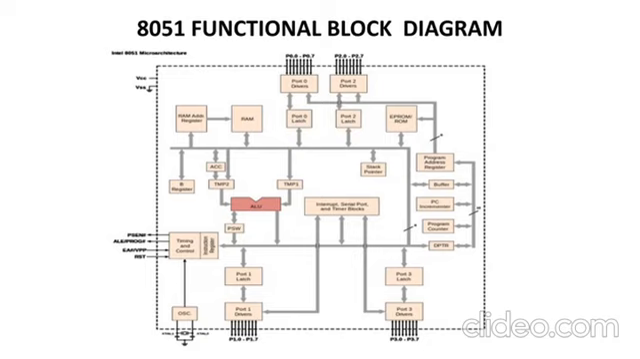DPTR is nothing but the data pointer, then the program counter, the PC incrementer, and the buffer. The buffer is used for serial transmission and reception. Transmission and reception can't happen at the same time, it is either transmission or reception. Whenever it is transmitting, this buffer acts like a transmitter buffer. Whenever it is receiving, this buffer acts like a receiver buffer to store that information.